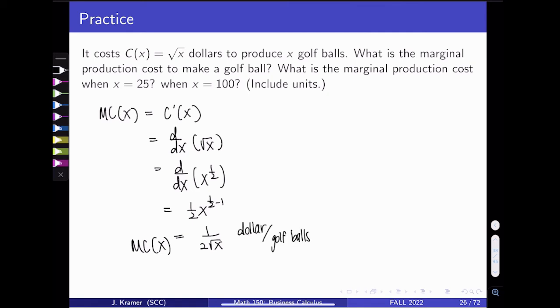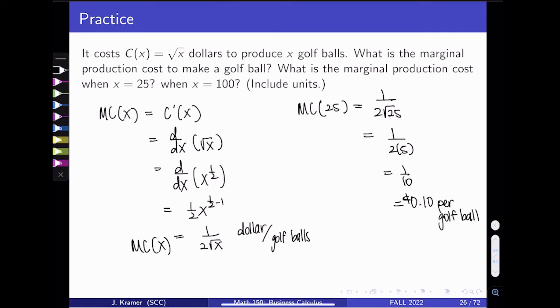So what is the marginal production cost when x equals 25? We will be plugging in 25 for x, or 1/(2 times the square root of 25), or 1/(2 times 5), or 1/10, which will be 10 cents per golf ball.